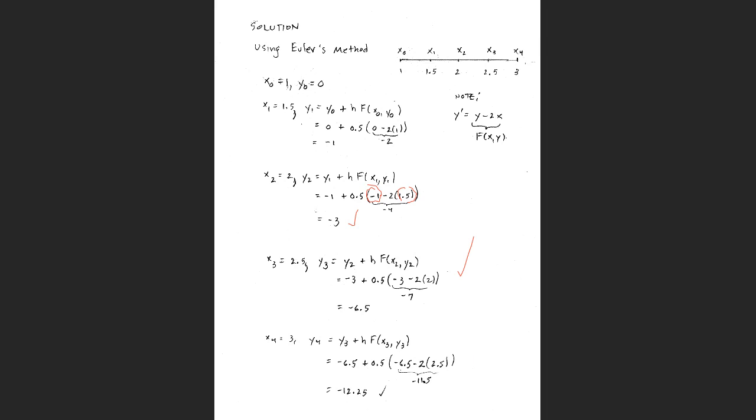Well, after the fourth iteration, we get y4 equals -12.25. And so this means that y of 3 is approximately equal to -12.25.